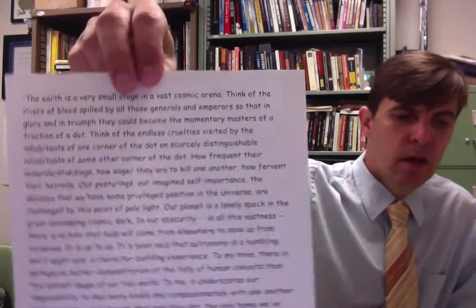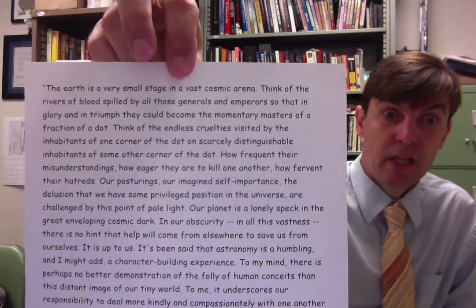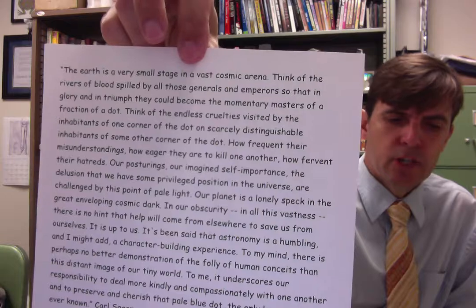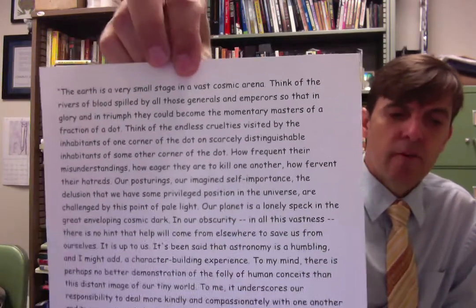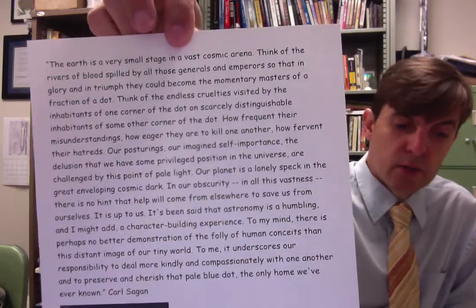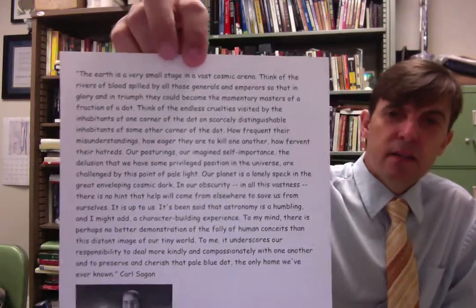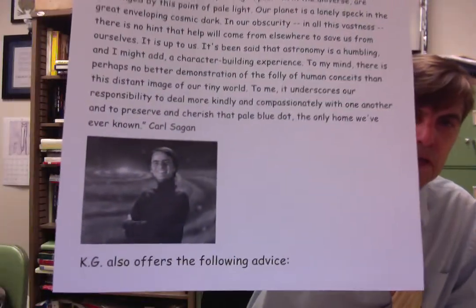There's a great little piece from Carl Sagan that you could show them that has historical implications. "The Earth is a very small stage in a vast cosmic arena with billions and billions of stars. Think of the rivers of blood spilled by all those generals and emperors, so that in glory and in triumph they could become the momentary masters of a fraction of a dot." Now, we're not going to read through this whole thing, but this has historical implications, what he's talking about here. He is basically saying that, and here he is, isn't he? Isn't he great? Carl Sagan.